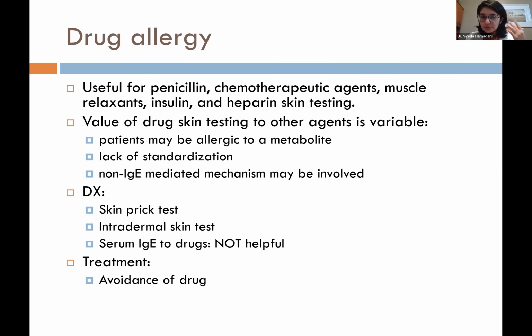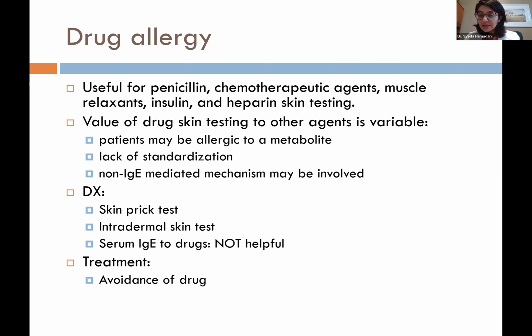The way we diagnose, for example, penicillin allergy, we do skin prick testing, and we do intradermal skin testing. If those two are negative and the history, of course, supports a history of penicillin allergy, then we'll do a drug challenge in the office to confirm that they're not allergic to penicillin anymore. That's the way we diagnose it. If skin prick testing or intradermal testing for penicillin is positive, we stop there and we don't go any further, and we say, hey, you're still allergic to penicillin. We don't do serum IgE to drugs.